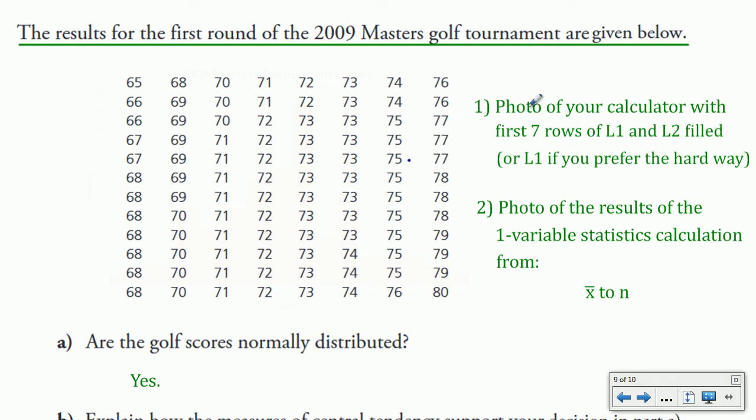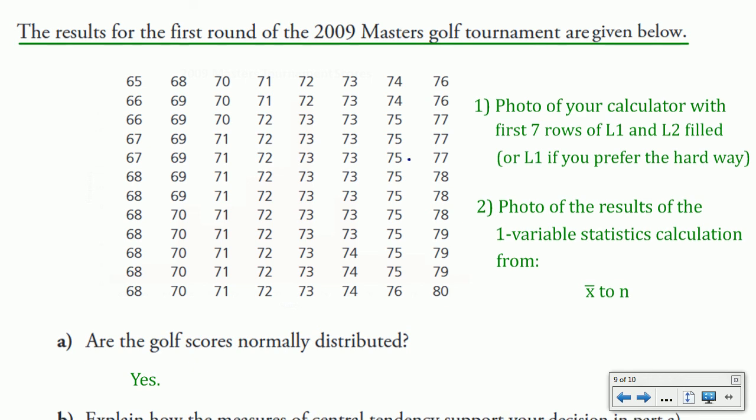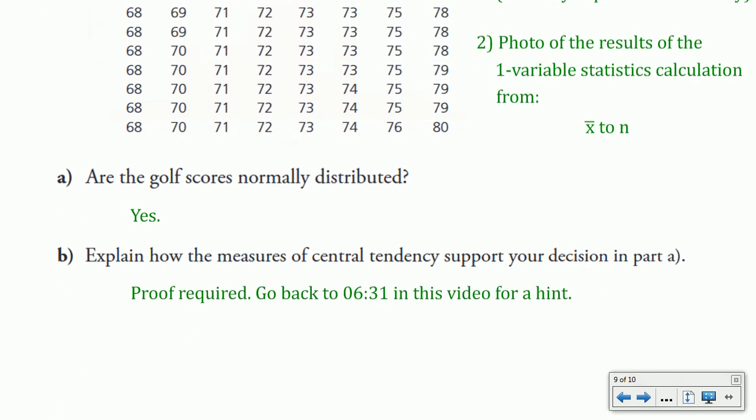So what I need from you is a photo of your calculator with the first 7 rows of L1 and L2 filled, or L1 if you prefer the hard way, and a photo of your results of the one variable statistic calculation from X bar to N. So I will tell you that the golf scores are pretty much normally distributed in this question. And for proof, if you need a hint.